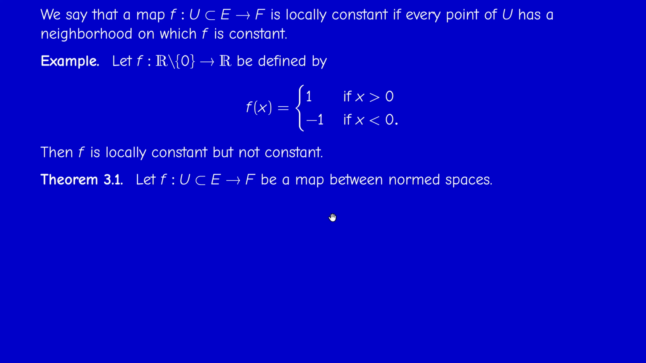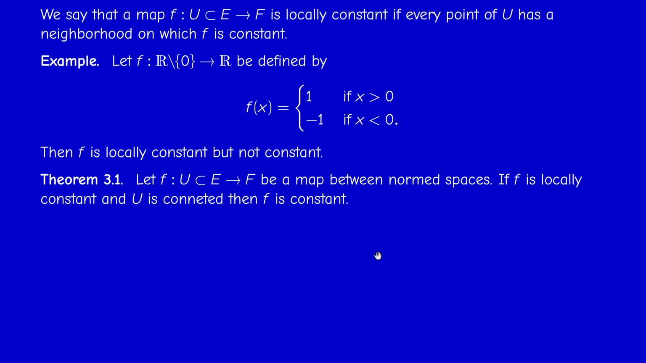Okay, and now we clarify the relation between connectedness and local constancy. If we have a map from a subset of a normed space into another normed space, if f is locally constant and the domain of f is connected, then actually f is constant. This is an important illustration of the use of topology in analysis.